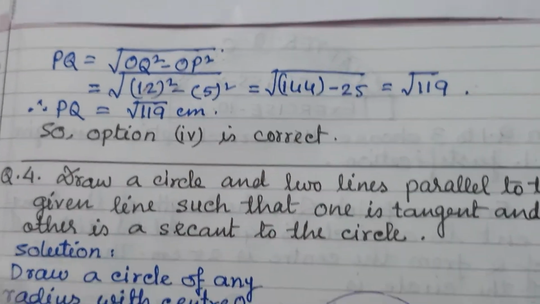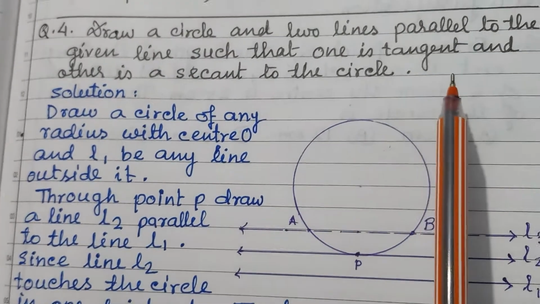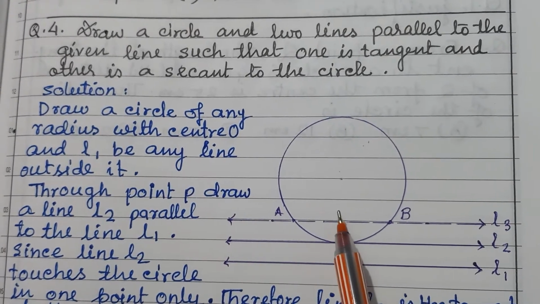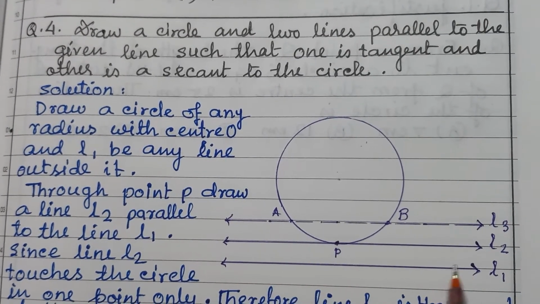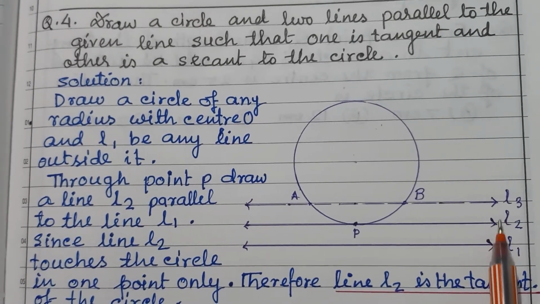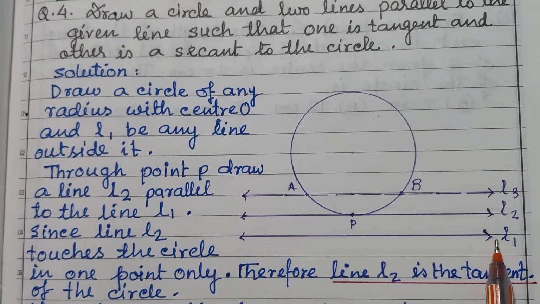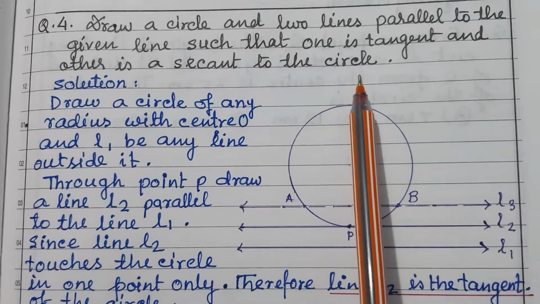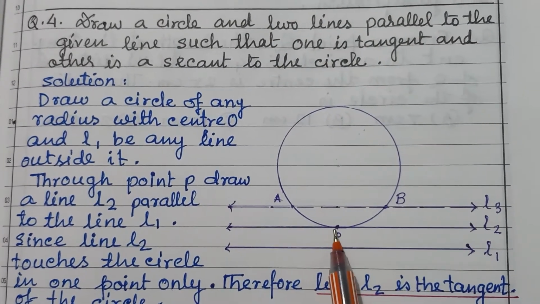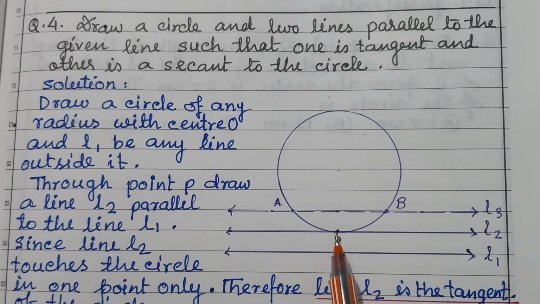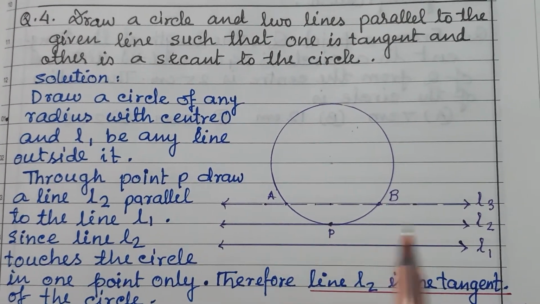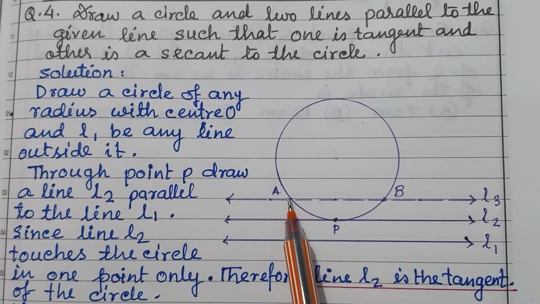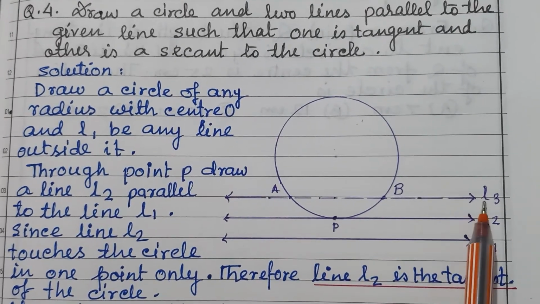Next question: draw a circle and two lines parallel to the given line. L1 is the given line, and L2 and L3 are parallel to L1, such that one is a tangent and the other is a secant to the circle. A tangent intersects the circle in a single point, so L2 is the tangent, and a secant intersects the circle in 2 points, so L3 is the secant.